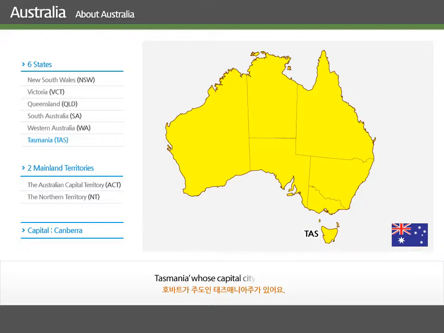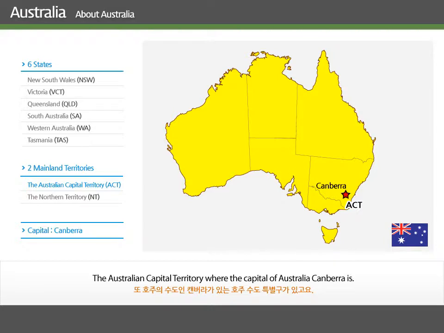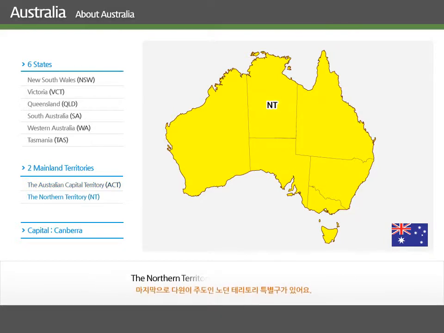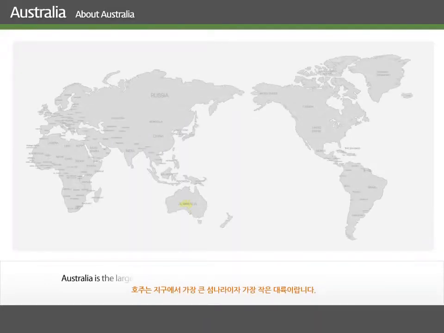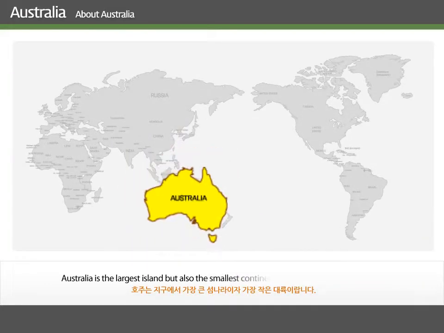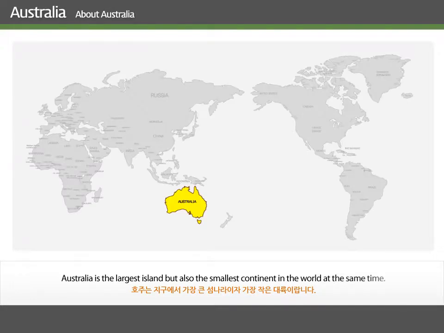Tasmania, whose capital city is Hobart. The Australian Capital Territory, where the capital of Australia, Canberra, is. The Northern Territory, whose capital city is Darwin. Australia is the largest island but also the smallest continent in the world at the same time.